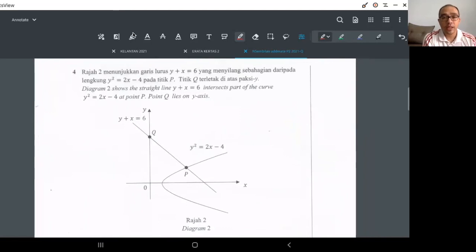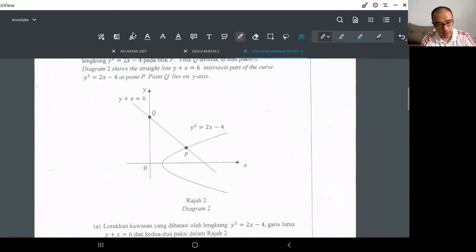Number 4, diagram 2 shows the straight line y plus x equals to 6 that intersects part of the curve y squared and so on. Point Q lies on the y-axis. Now this one is a clue. Point Q lies on the y-axis, and you know that again at y-intercept means x is 0. So you know immediately that this coordinate is 0 and 6, because I substitute 0 in here, I'll get y equals to 6. These are things that I don't have to tell you. I hope you know after a while.